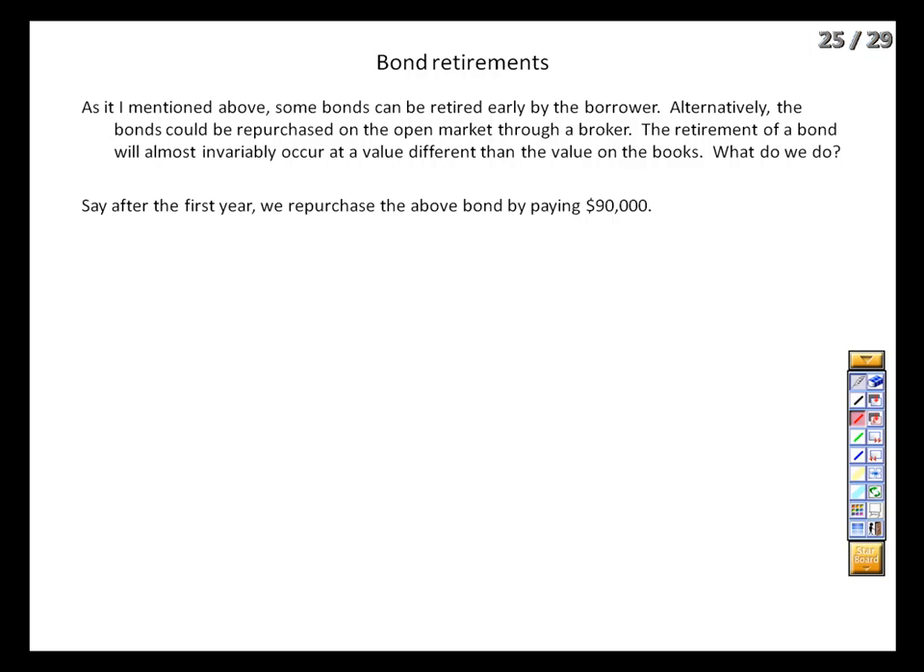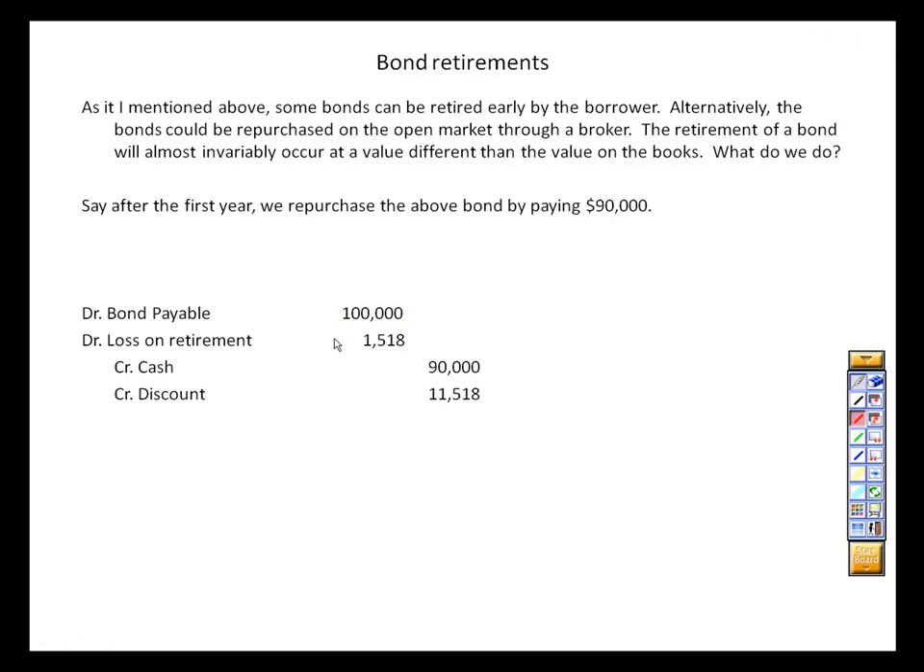Say we buy back our bonds after the first year for $90,000. We'll close out the bond payable account since we don't owe them that money anymore. We'll get rid of that discount account since we can't have that if we don't have a bond. We'll record the cash that we paid, the $90,000, and since our journal entry doesn't balance, we'll end up plugging, in this case, to a loss.